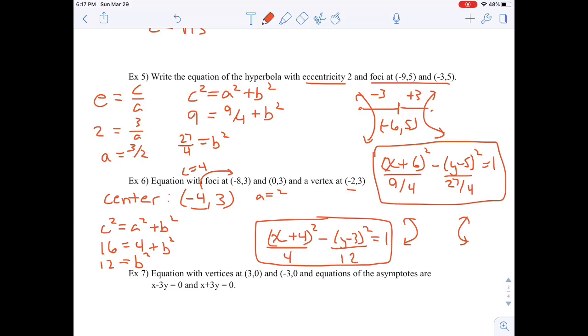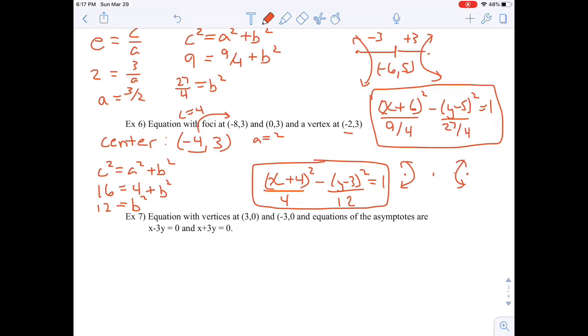So again, there are a lot of ways to get to the final answer here. It might help to draw the picture. If I think about it here, here's my center, there's going to be a vertex, there's going to be my focus, and I can count how far those things are going to be.